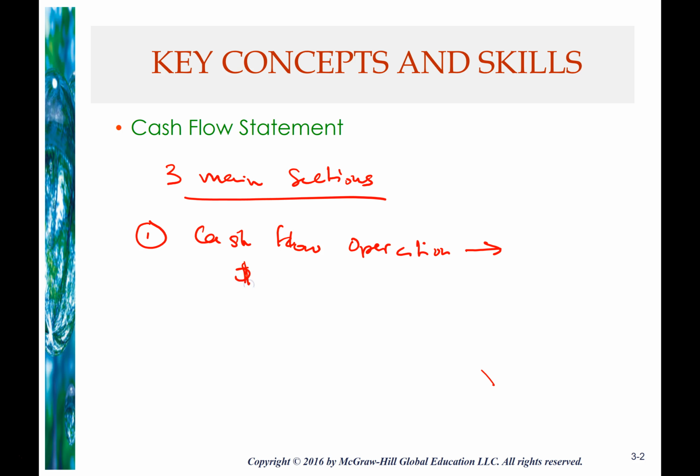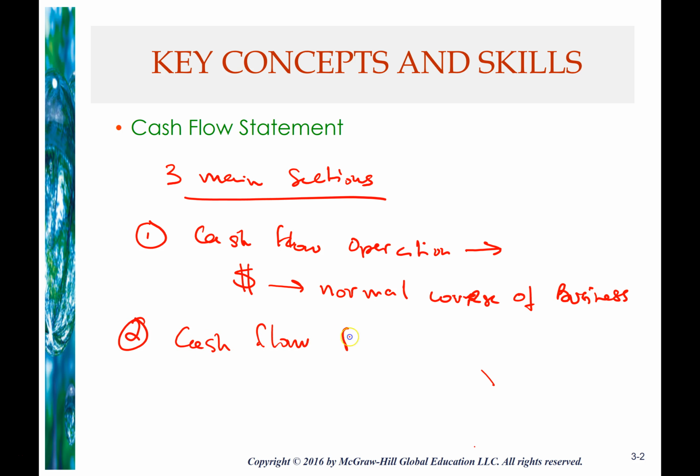So I'll say cash. This sign is for cash. Cash flow received during the normal course of your business. Okay, so this is as simple as that. The second section or category is the cash flow from investing. Okay, cash flow from investment.